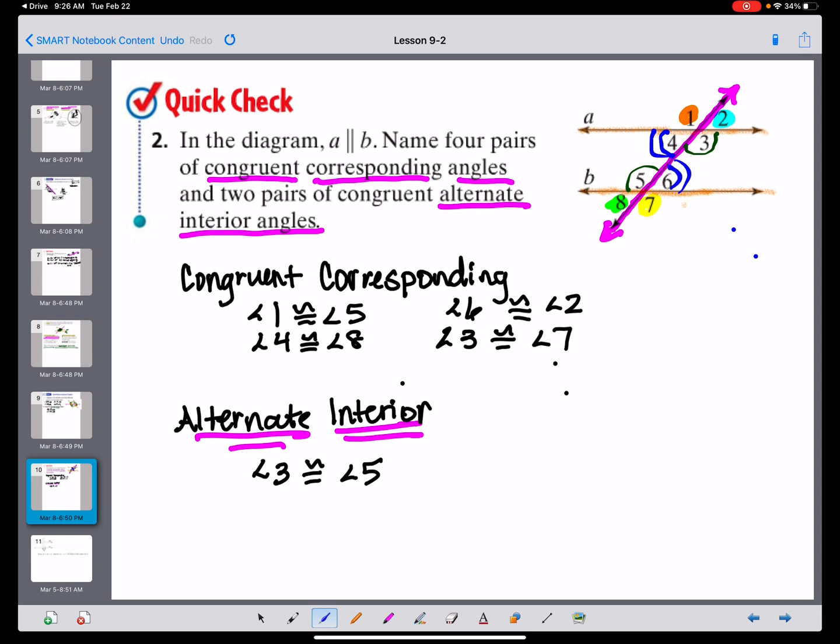And I see that 4 and 6 are opposite sides of it. So angle 4 is congruent to angle 6. Also, when you look at the angle measure, they even appear to be the same size, and that will always be true.